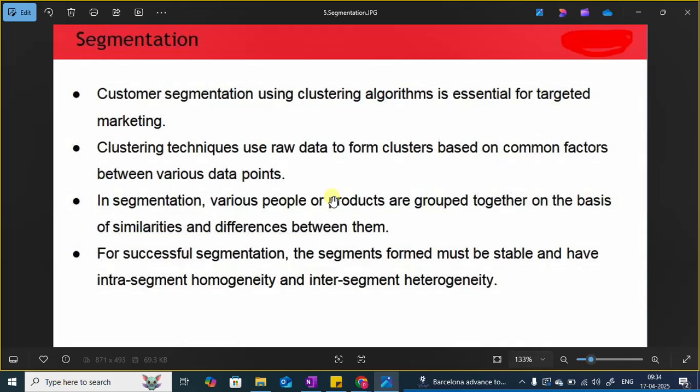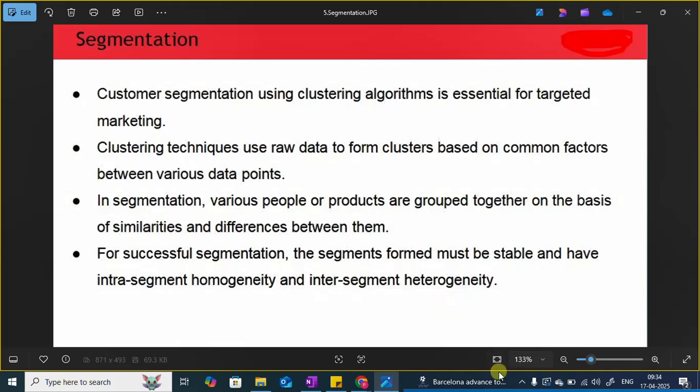Clustering techniques use raw data to form clusters based on the common factor between various data points. In segmentation, various people or products are grouped together on the basis of similarity and differences between them. It's very, very important. I will explain why. For successful segmentation, the segments must be stable and have intra-segment homogeneity and inter-segment heterogeneity.